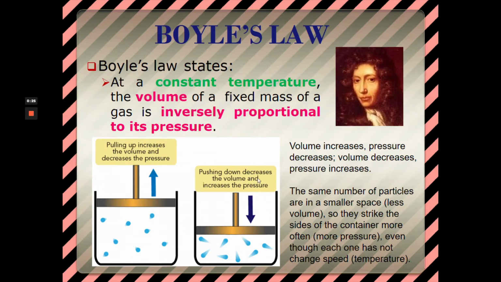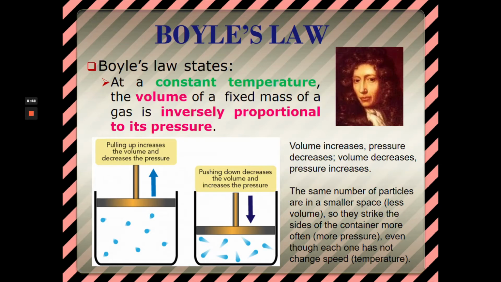So how this happens is, let's say here I have a syringe and we have a volume inside it. When I pull down the plunger, the volume will decrease. So when the volume is decreased, the pressure will increase.